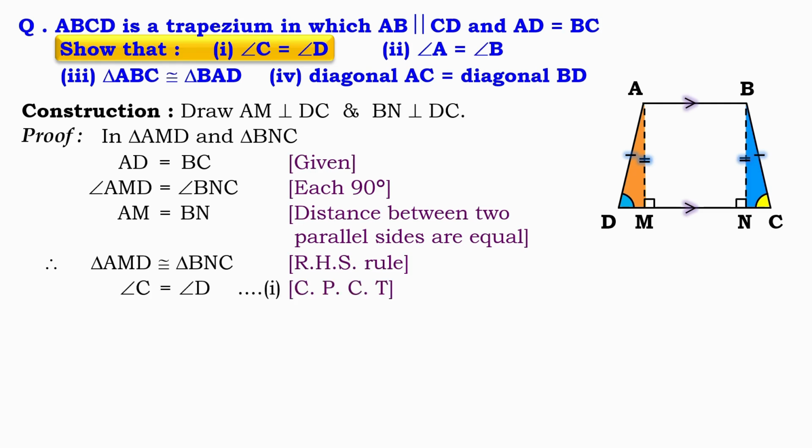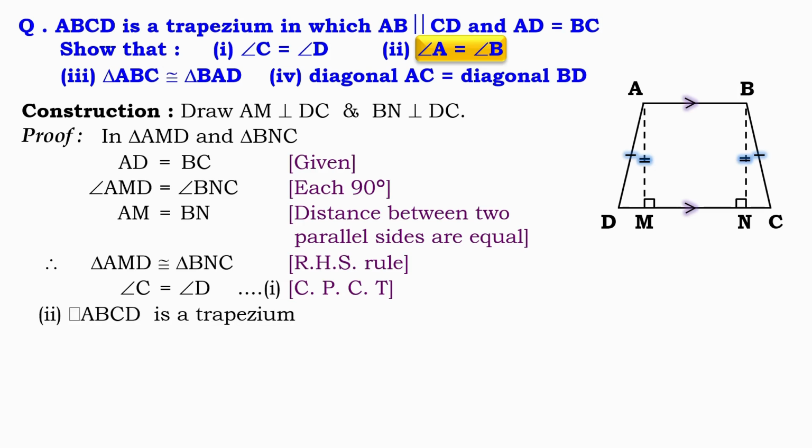So by CPCT, I think you remember, that stands for corresponding parts of congruent triangles, we can say that angle C equals angle D. So the first part we have proved. Now coming to the second part, that is angle A equals angle B. So this thing we need to prove.